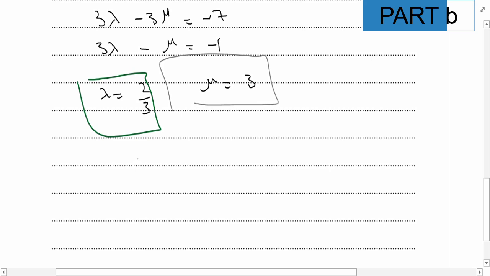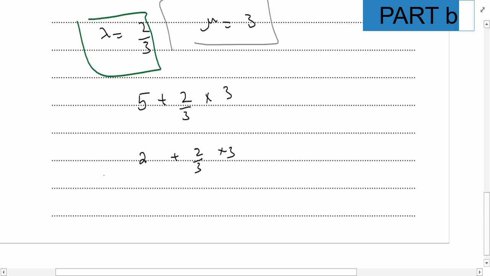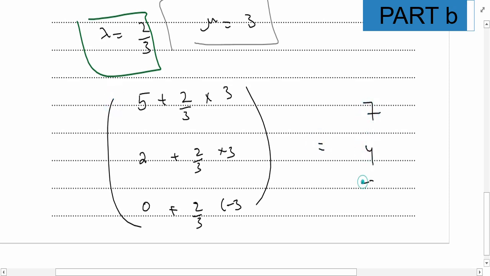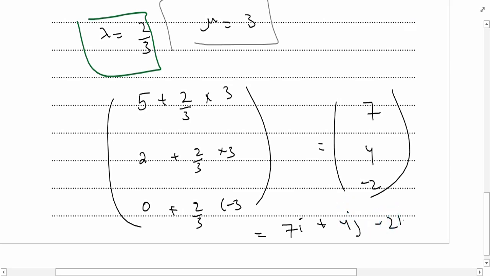We are putting in the value of lambda, so the x coordinate would be 5 plus 2 by 3 times 3, the y coordinate would be 2 plus 2 by 3 times 3, and the z coordinate would be 0 plus 2 by 3 times negative 3. If we simplify it, it would become (7, 4, minus 2). These are the coordinates of the point of intersection and we can write it as 7i plus 4j minus 2k.